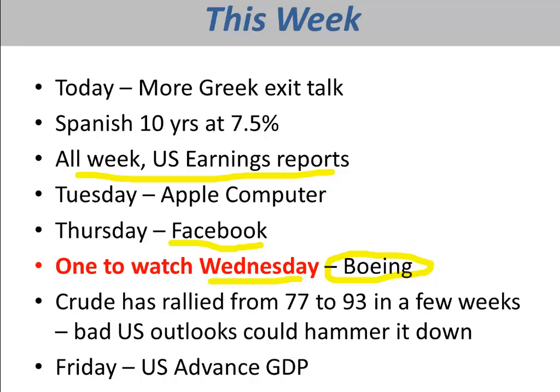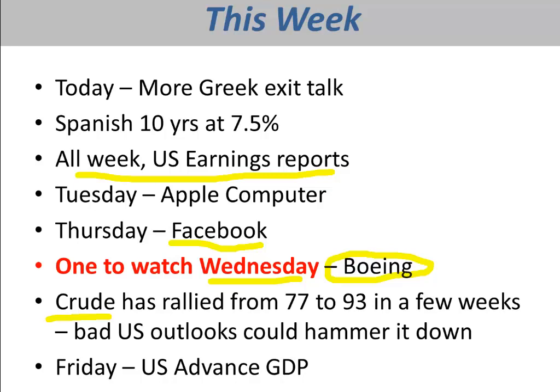Specifically, one area that could also fall apart if Boeing's numbers are not good is crude oil. Crude oil has rallied. We're going to see a chart momentarily. It has rallied from about $77 up to about $93 over about a month. However, now it's in the high 80s, 88, 89. Therefore, if this week leads to a lot of bad U.S. outlooks from these earnings reports, this negative sentiment could very easily take down oil again.